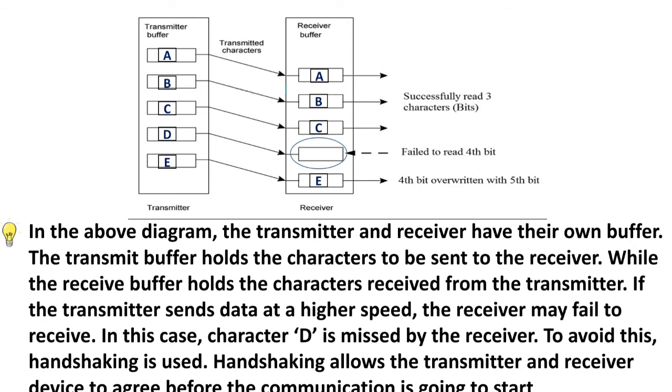If we see, a character B from the transmitter buffer is received in the receiver buffer. But as the transmitter buffer is sending data at a very high speed, the receiver buffer missed one data item, so it failed to read the 4th bit, and the 4th bit is overwritten with the 5th bit.